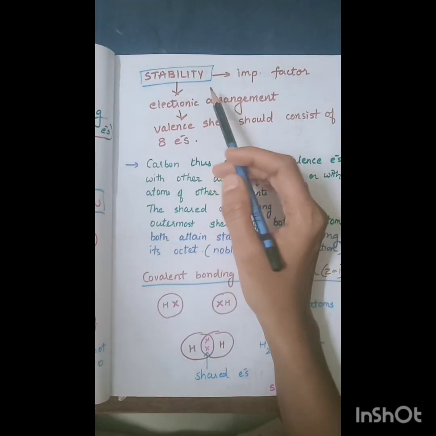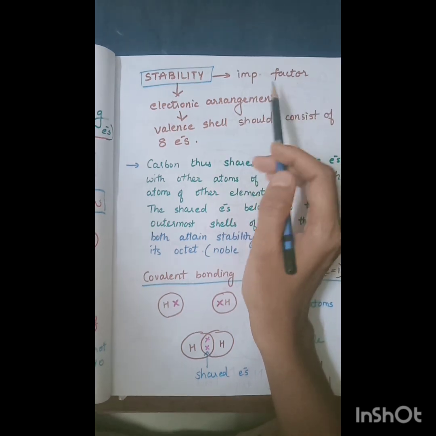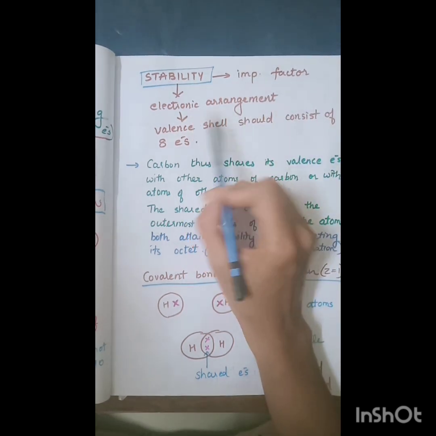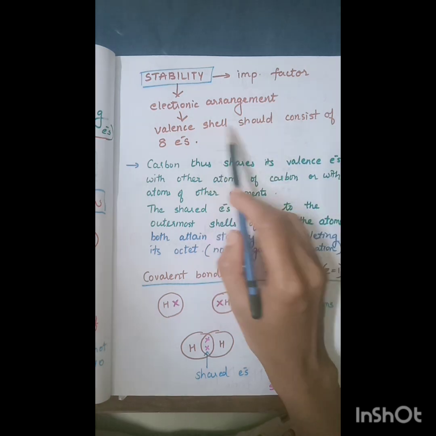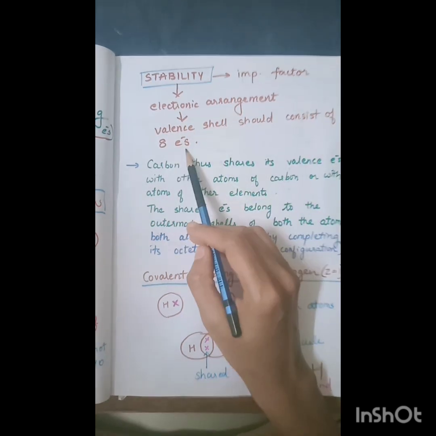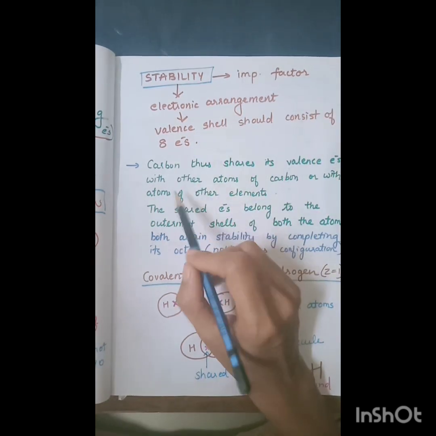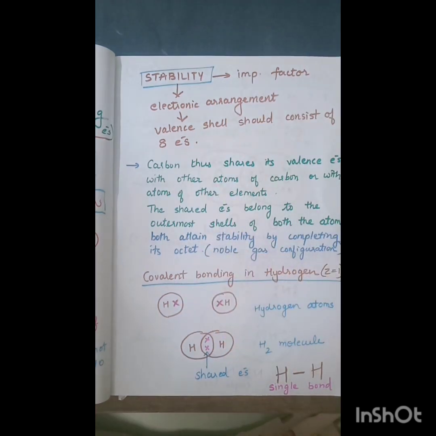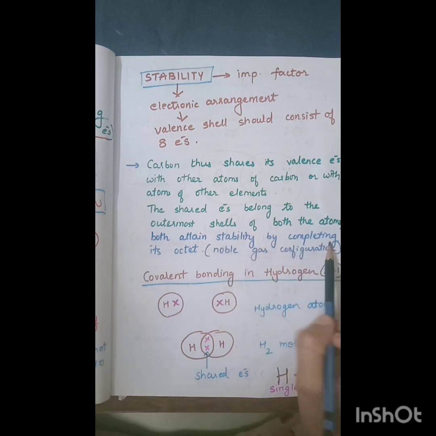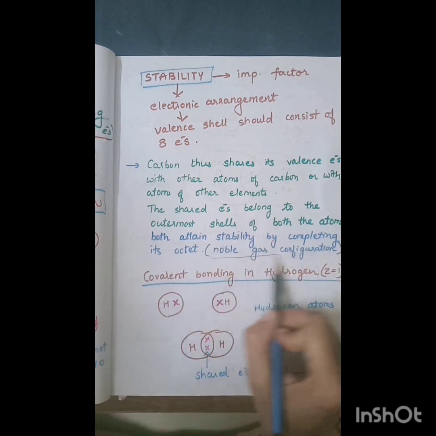Now here stability is an important factor, and stability totally depends on electronic arrangement. Now the valence shell should consist of 8 electrons for stability. Carbon thus shares its valence electrons with other atoms of carbon or with atoms of other elements. The shared electrons belong to the outermost shells of both atoms. Whatever they are sharing, both will equally distribute. So both attain stability by completing their octet, or we say noble gas configuration.